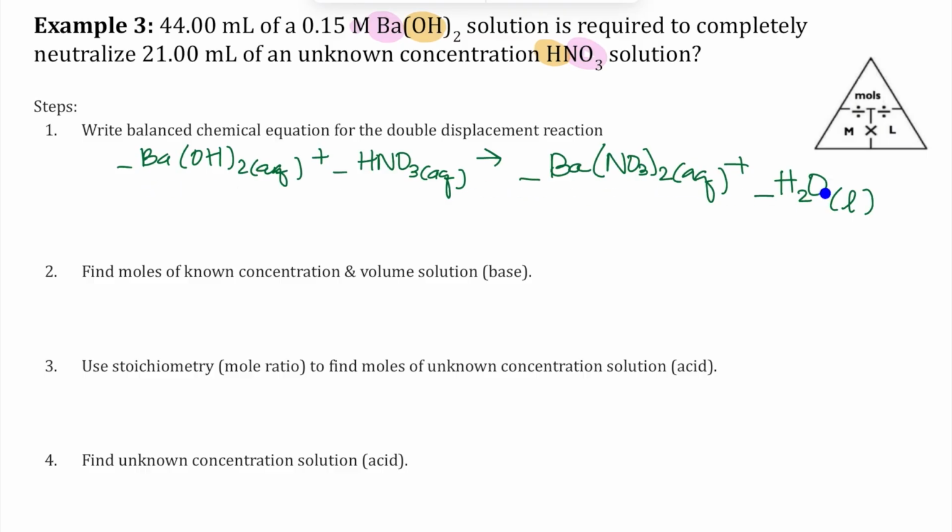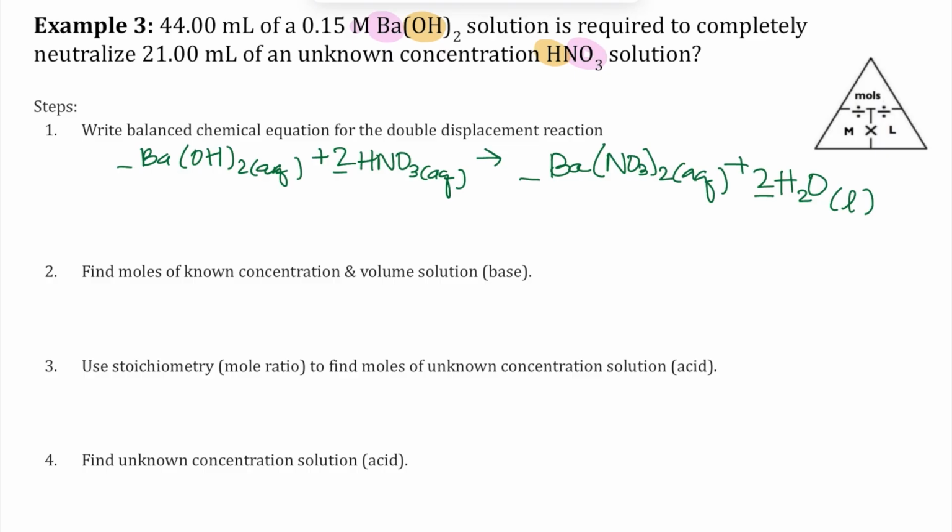We do need to balance this to take into account any mole ratio. So I have 1 barium on each side, 2 hydroxides here. This is an HOH, so that's only 1 hydroxide. If I put a 2 here, now I have 2 H's and 2 OH's. So I need a 2 here, which balances out, and I need 2 NO3s with that. So I have my balanced chemical equation for that neutralization reaction.